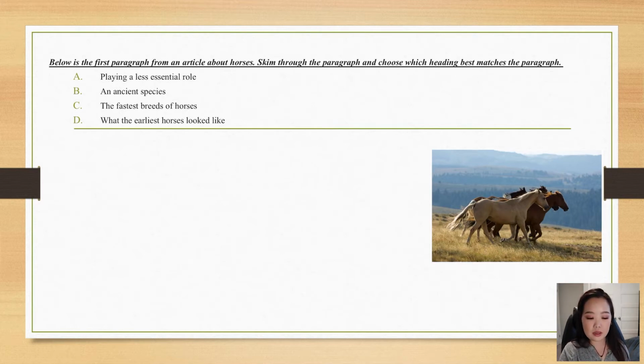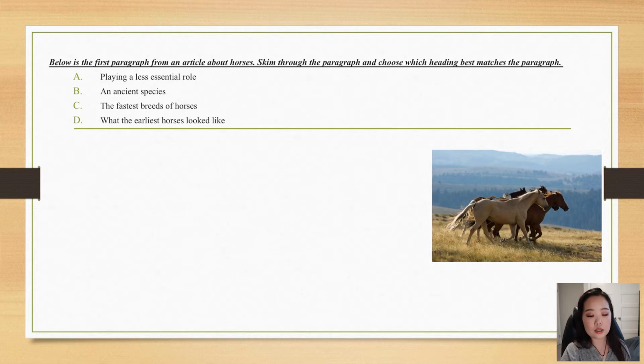Choice C, the fastest breeds of horses. Breeds of horses, this is a plural form here, which means there will be more than one. Otherwise, you wouldn't be using the plural form. Fastest, how fast are they? And once again, with fastest, there is also a comparison here. Obviously, they will compare the speed of the horse to another species, possibly, or to something that the reader is familiar with, to tell the reader that this is the fastest breed of horse.